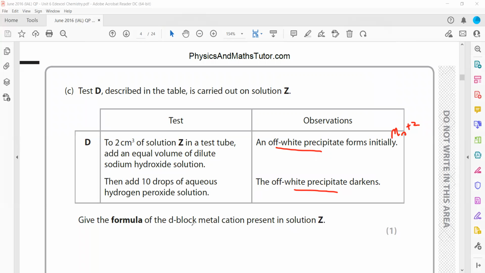Give a formula for the d-block metal cation present in solution Z. So which d-block cation is present? It contains Mn plus 2. So this is related to memorizing the color of the precipitate.